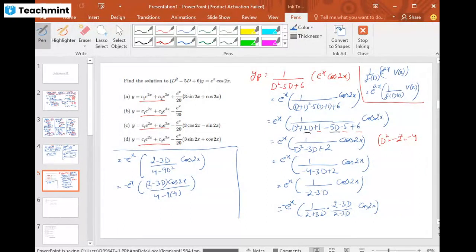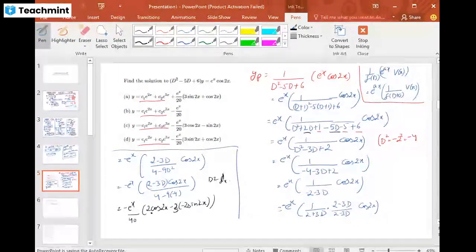And what is D here? Here D stands for d by dx, the differential operator. So if we differentiate our function, then this will give us minus e power x. This is 9 into 4, 36. 36 plus 4 is 40. And this is 2 times cos 2x, and the derivative of cos is minus 2 sin 2x. Minus 2 times sin 2x.